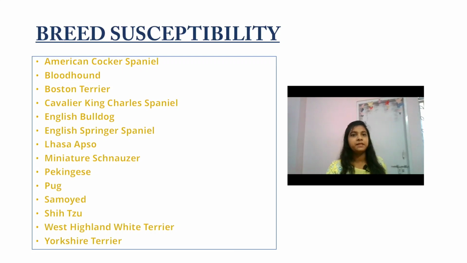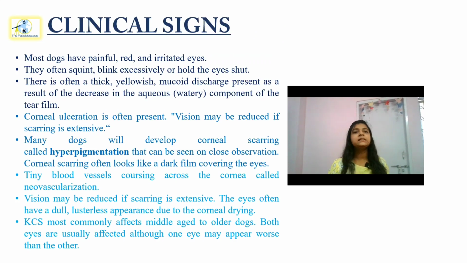Next, breed susceptibility. The breeds that are susceptible are American Cocker Spaniel, Bloodhound, Boston Terrier, English Bulldog, Lhasa Apso, Pug, Shih Tzu, Yorkshire Terrier and all these breeds. Clinical signs. Most dogs have painful, red and irritated eyes. They often blink, squint and hold the eyes shut because they are having dry eye, and it gets more dry if they are opening the eyes.